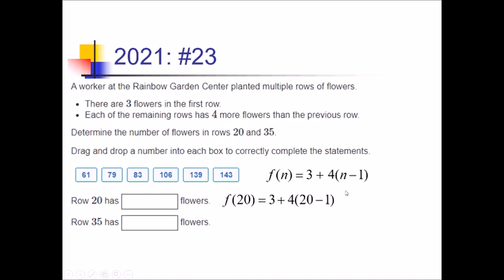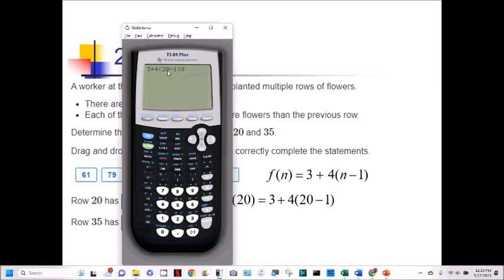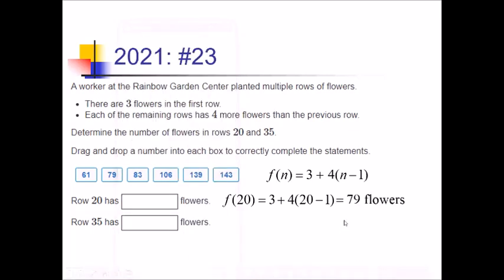You might not need to, but I'm going to just because I can. So plugging this in, letting my calculator take care of everything, that's going to end up being 79 flowers in that row. Now for row 35, pretty easy. We just have to replace this 20 with a 35 instead.